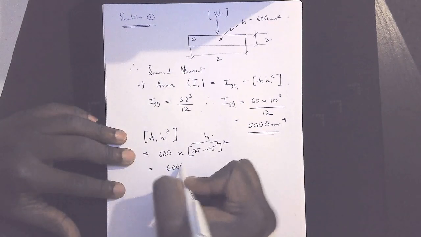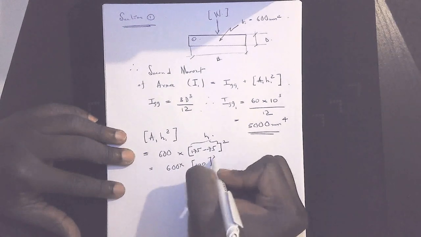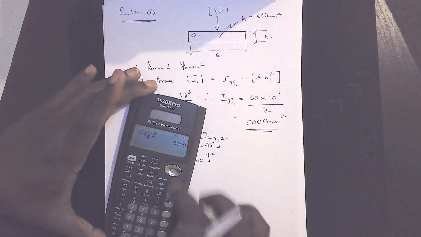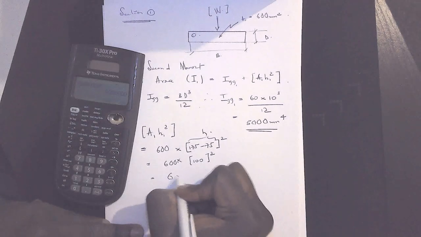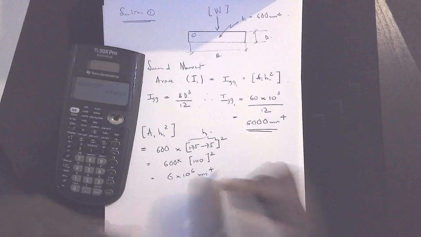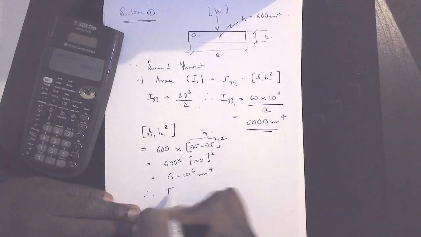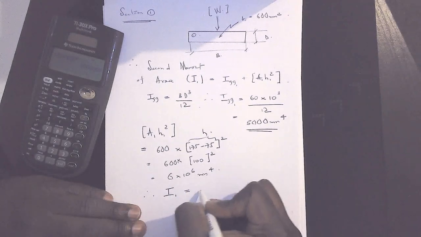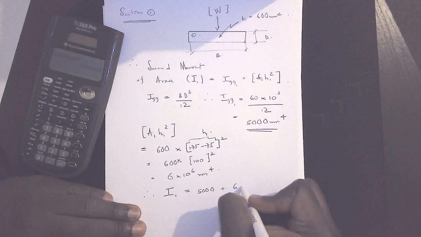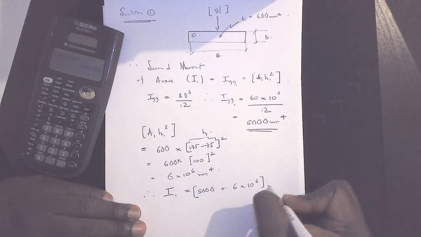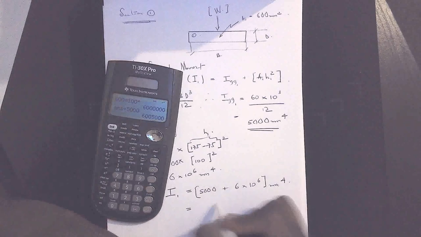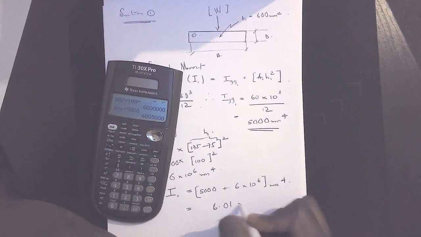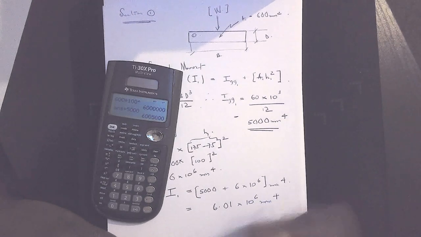Right, so this is equal to 600 times 100 squared, which is equal to 6 times 10 to the power of 6 millimeters to the 4. Therefore, the total value of I1 is equal to 5,000 plus 6 million millimeters to the power of 4, and this will give 6.01 times 10 to the power of 6 millimeters to the 4.